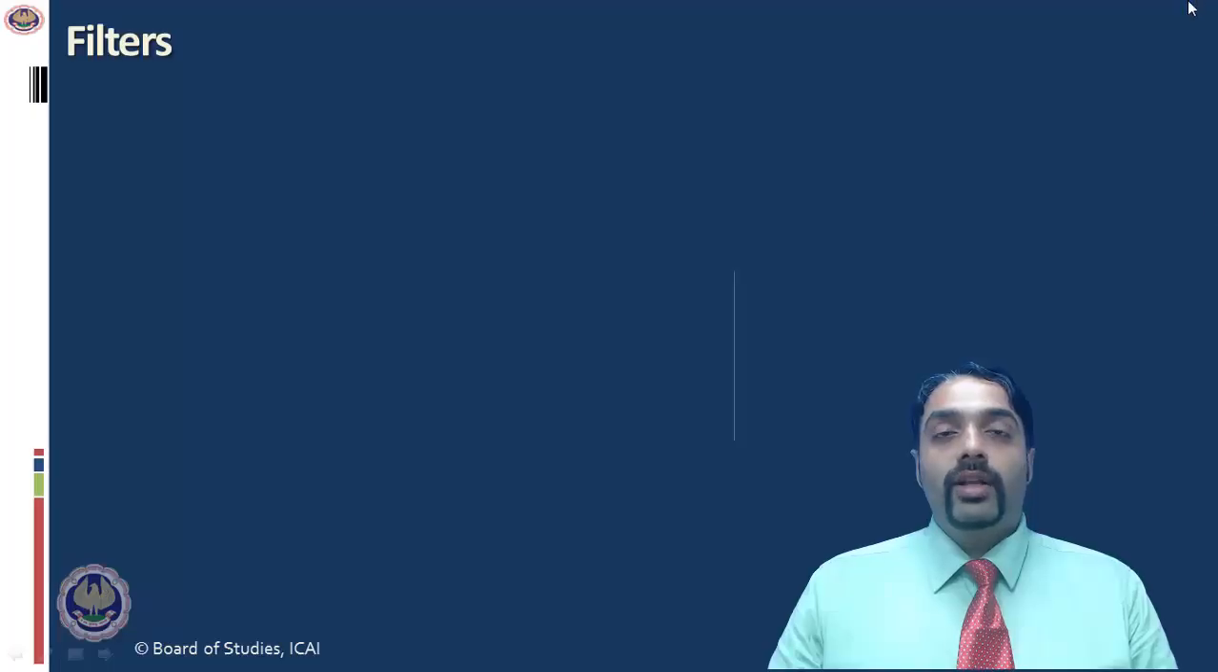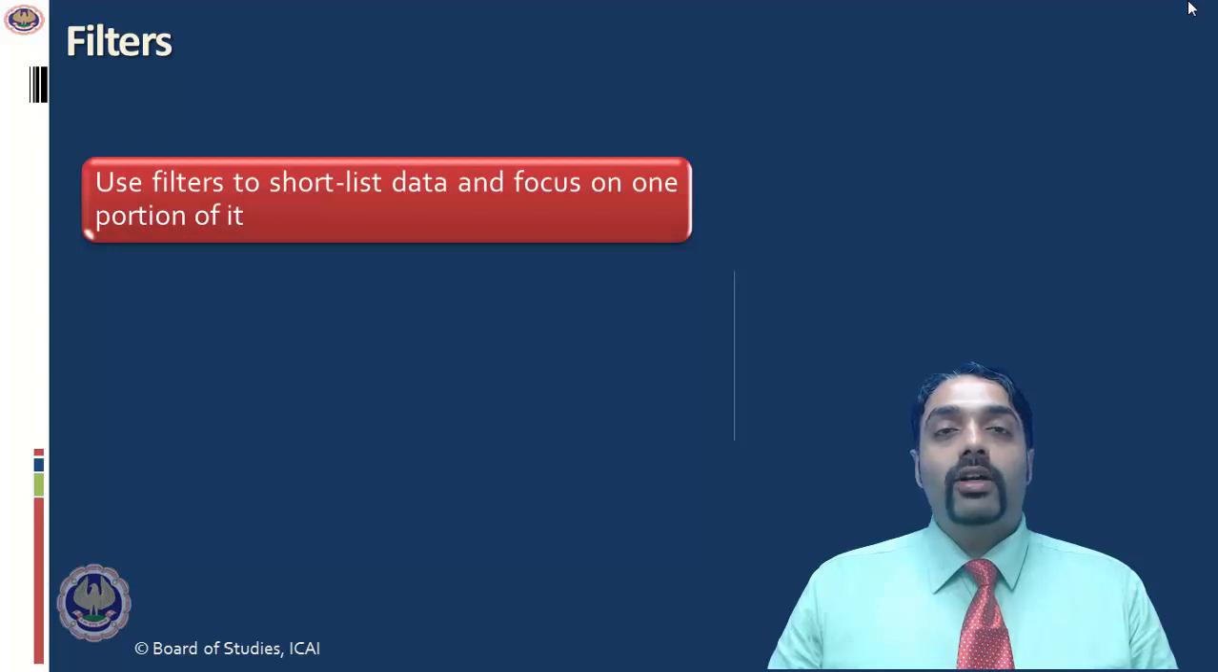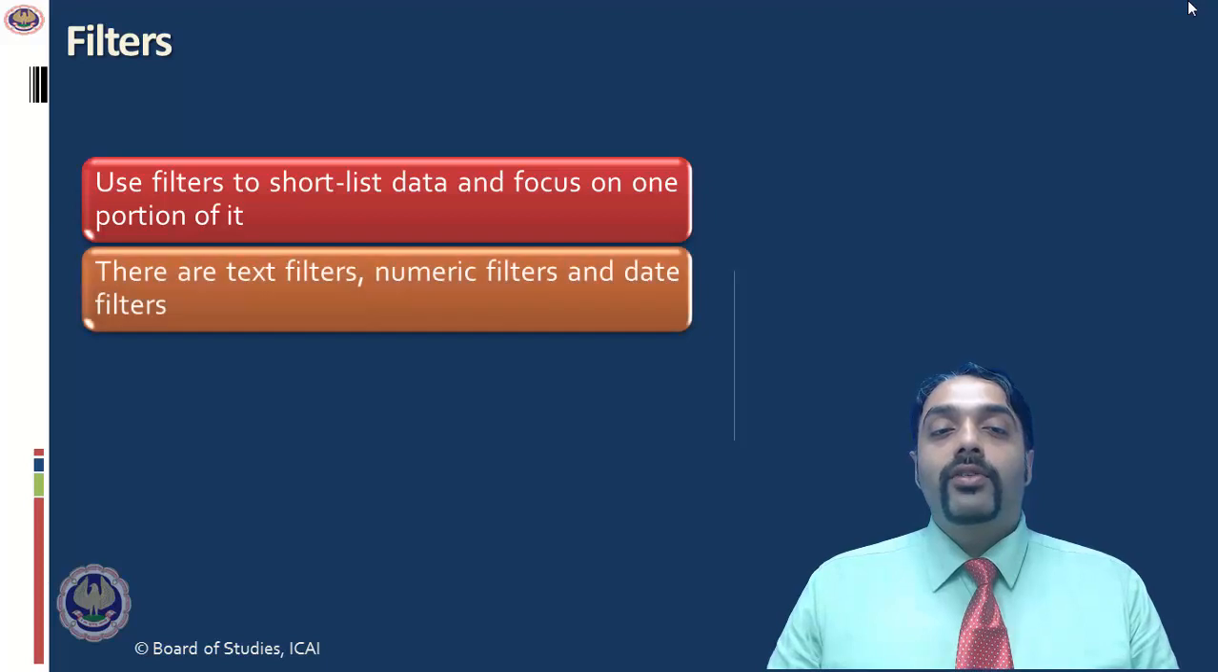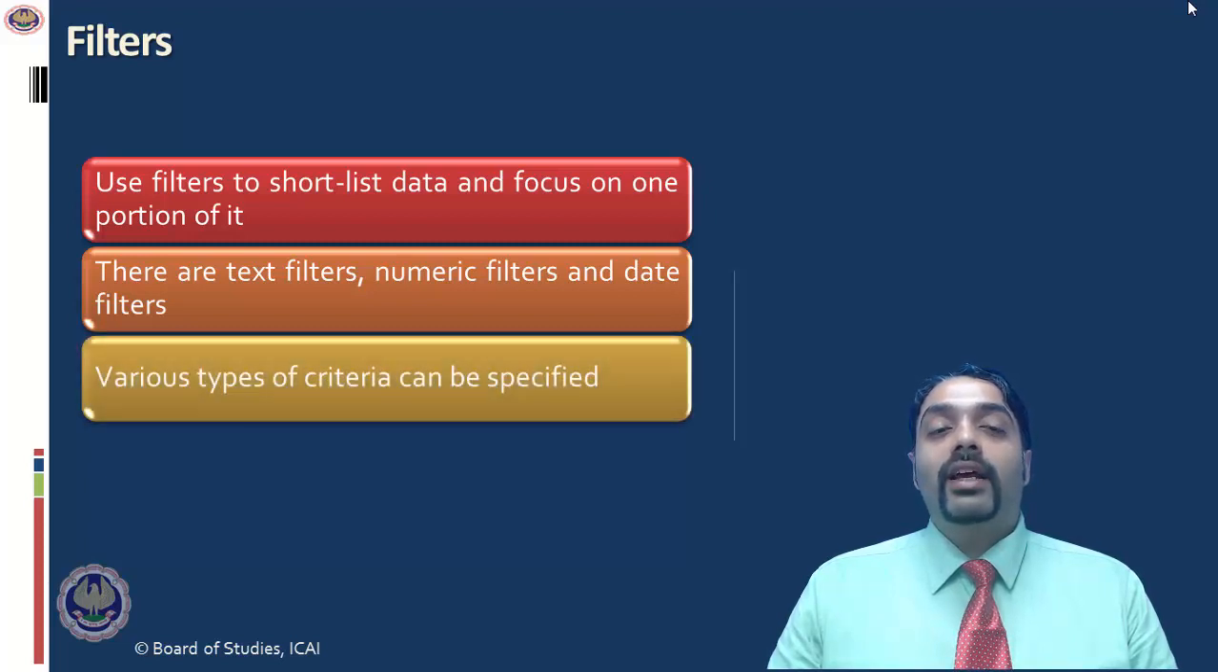The next tool available for us is filters. Filters is used to shortlist the data record. We can focus on a few records at a time when we have a lot of records, maybe thousands of records. Filters can be of three types. They can be either text filters or numeric filters or date filters. There are various criteria that we can specify within these filters, and out of thousands of records, only those records which satisfy the criteria are displayed.